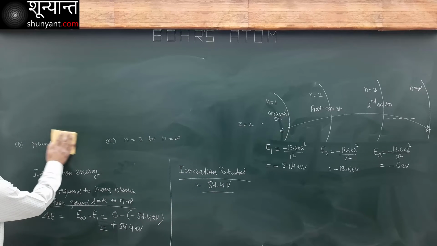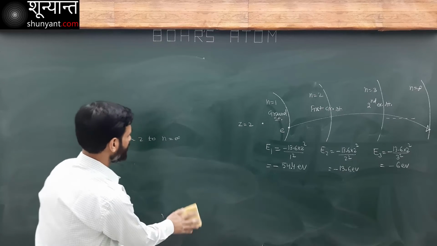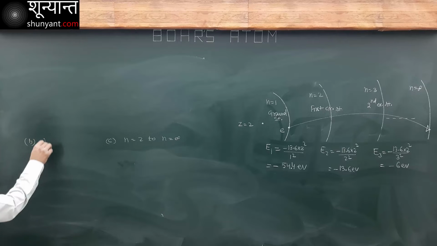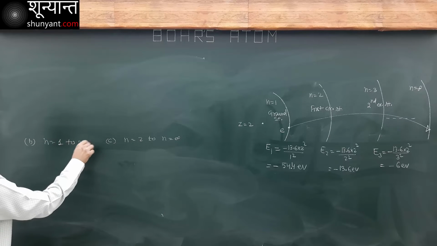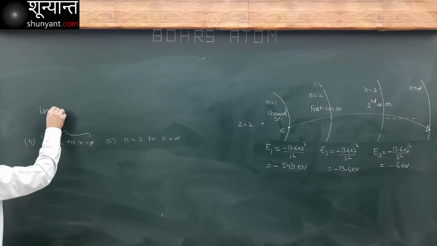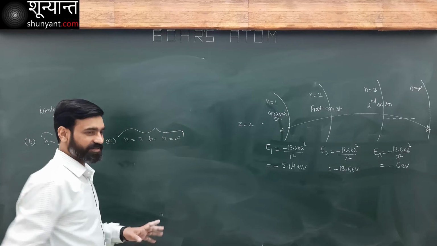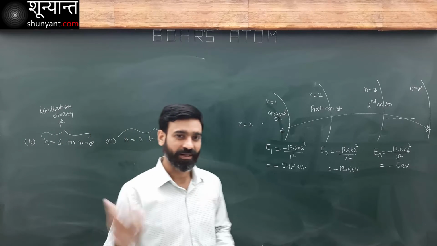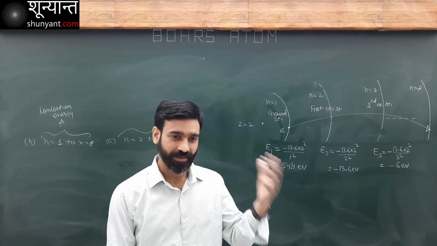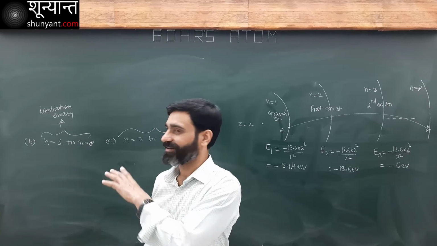Now, one new term. Each problem is related with one term here. What is the difference between this and the last question? Part B: n is equal to 2 to n is equal to infinity. The last one is known as ionization energy, and there you see the same thing is happening. I am taking out the electron from the ground state, from n is equal to 1. That energy is known as ionization energy.